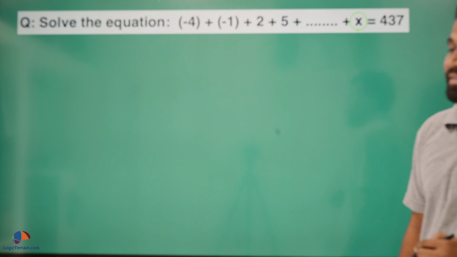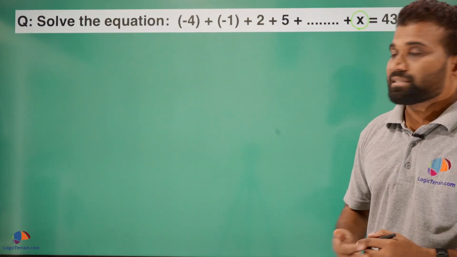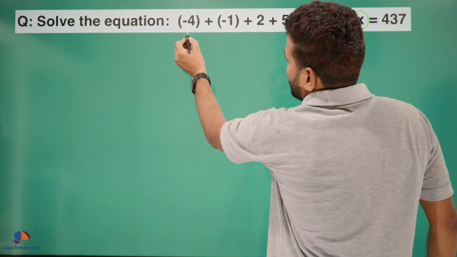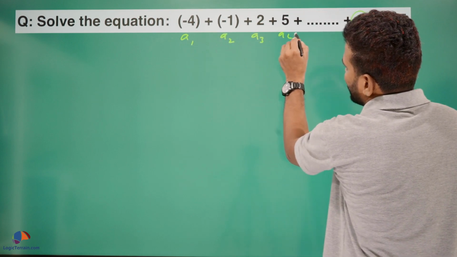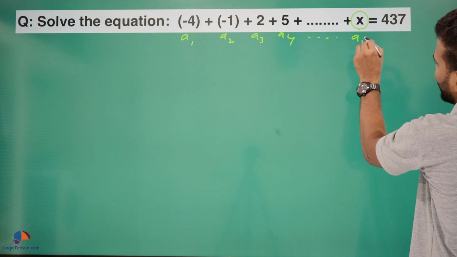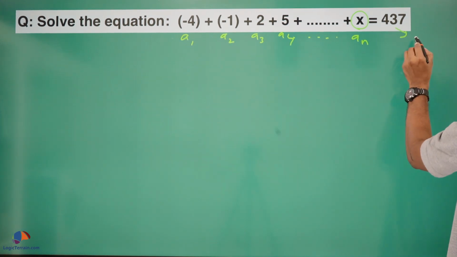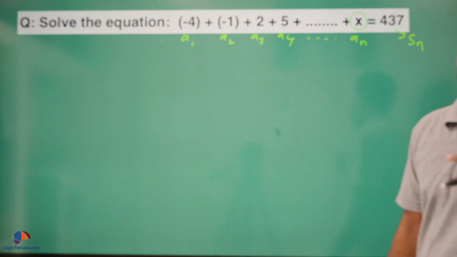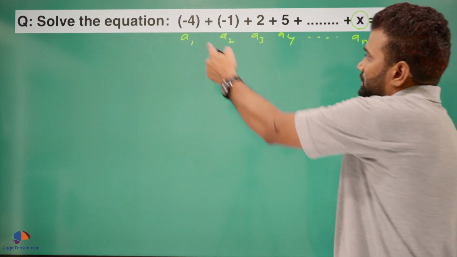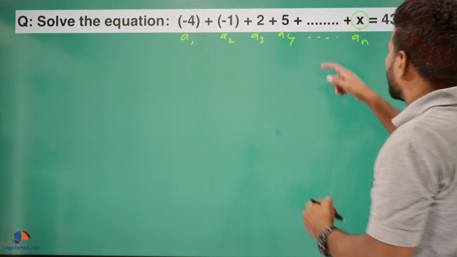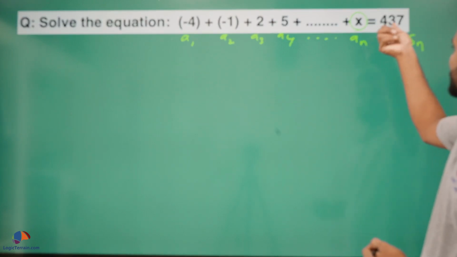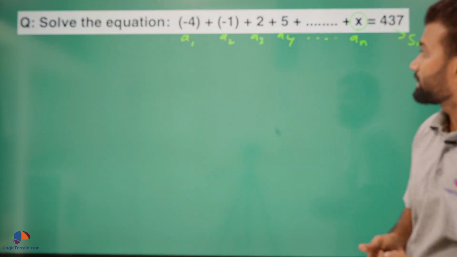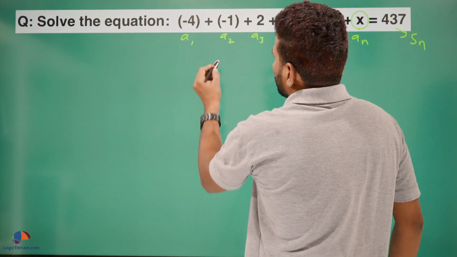of x. Since it is a sequence, we have terms. So let us take this as a1, this is a2, this is a3, a4 and so on, this is an, and we have the sum, so this is Sn, the sum of n terms. So term 1, term 2, term 3, term 4 and so on, term n, that is the nth term, and the sum of n terms is 437.